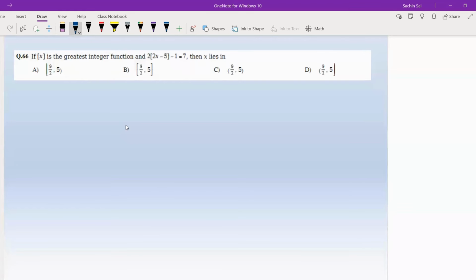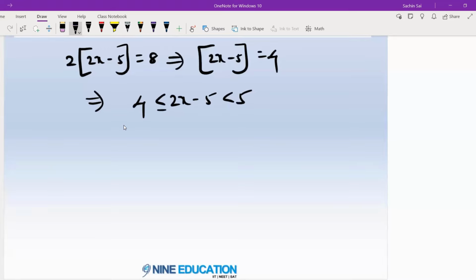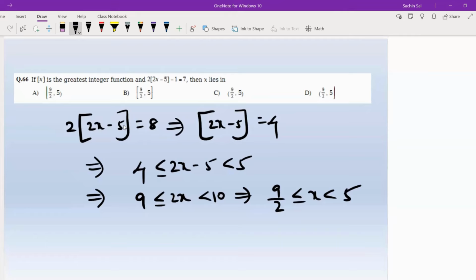Question 66, greatest integer function. Okay, so 2 times step of 2x minus 5 will be 8. Now it's step of 2x minus 5 is 4, right? So step of 2x minus 5 equals 4, which means 2x minus 5 itself lies between 4 and 5, including 4 but not including 5. I just have to solve this inequality. I will get 9 less than or equal to 2x less than 10, which means 9 by 2 less than or equal to x less than 5. So x belongs to closed interval 9 by 2, open interval 5.